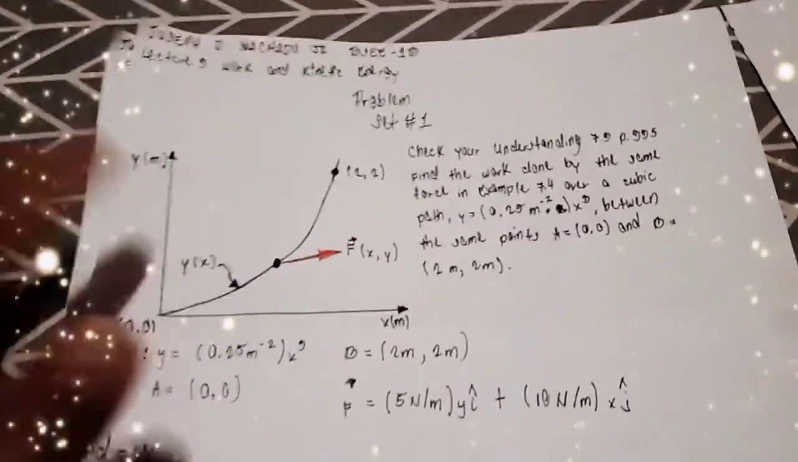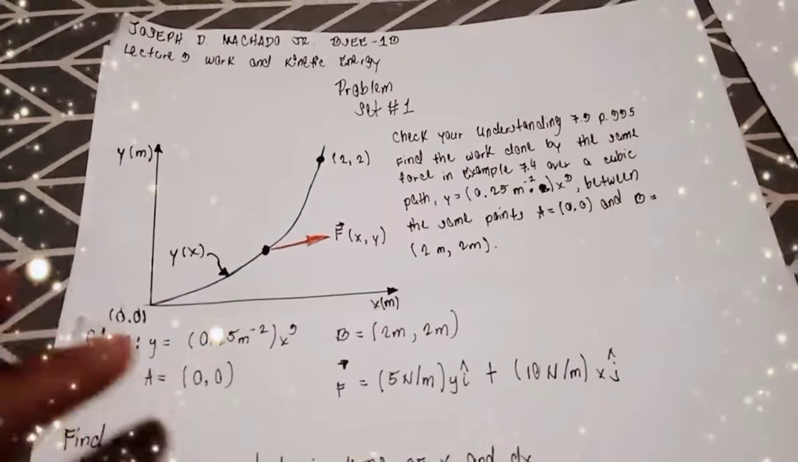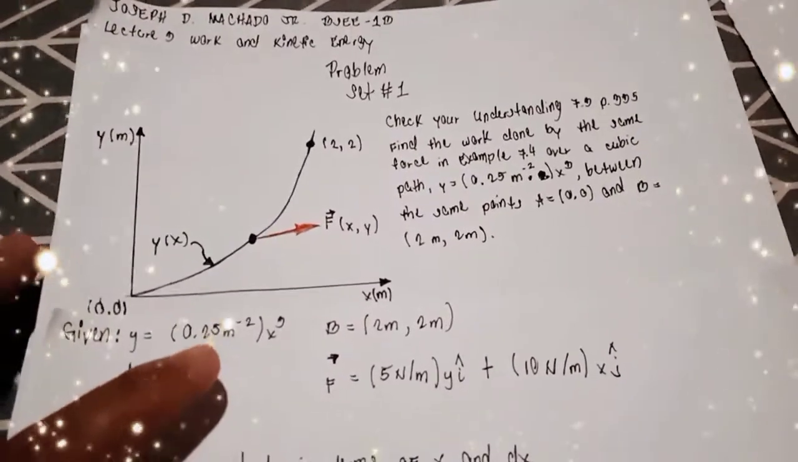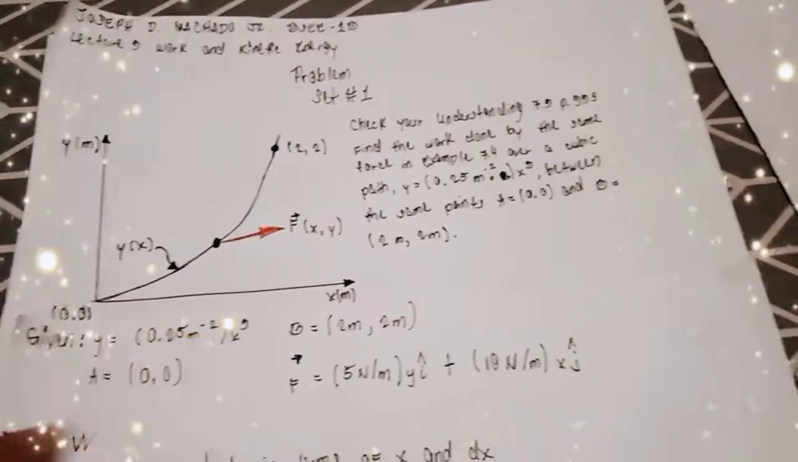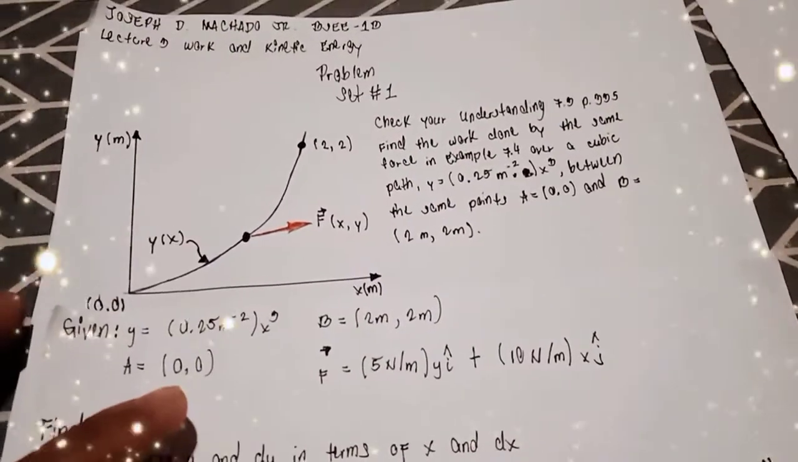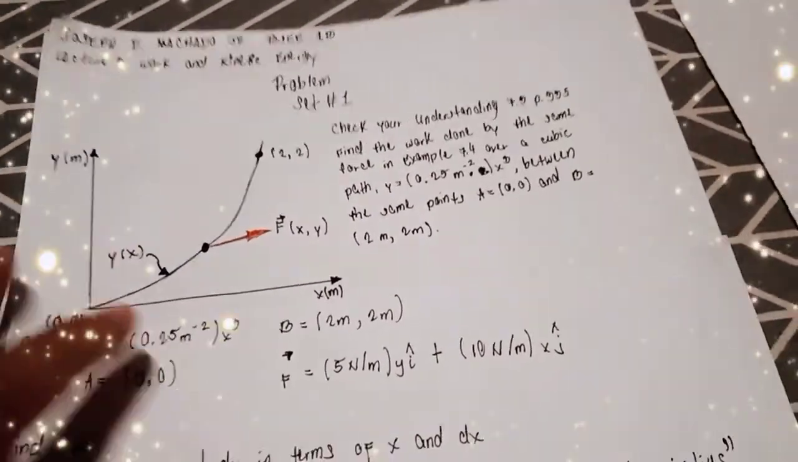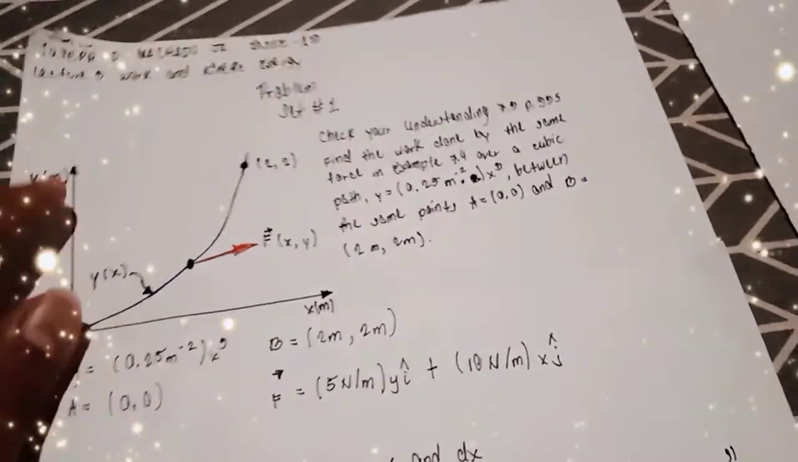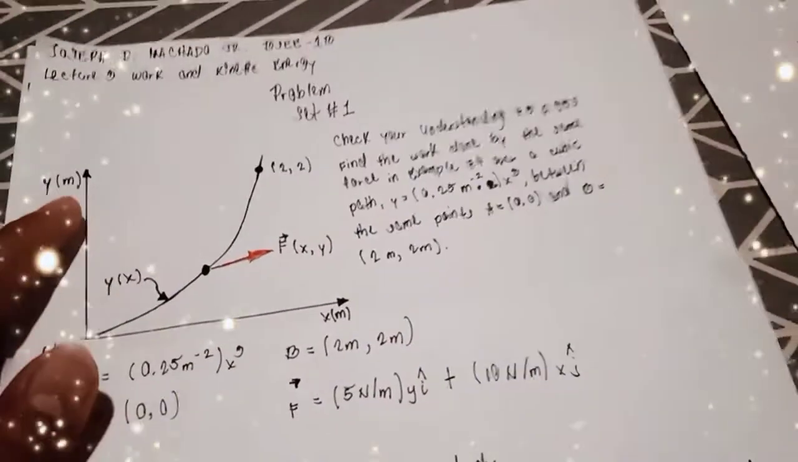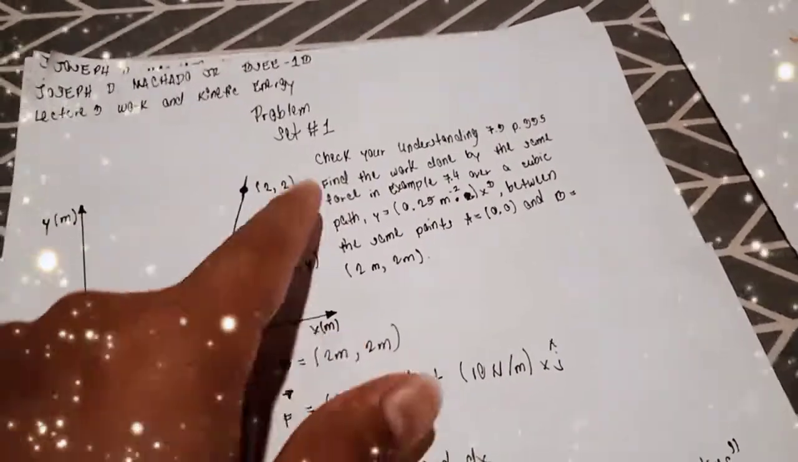So this is my given diagram, which is y equals 0.25 m⁻² x³, and A is equal to (0, 0), the origin, and B is equal to (2 m, 2 m), 2 m is y and 2 m is x.